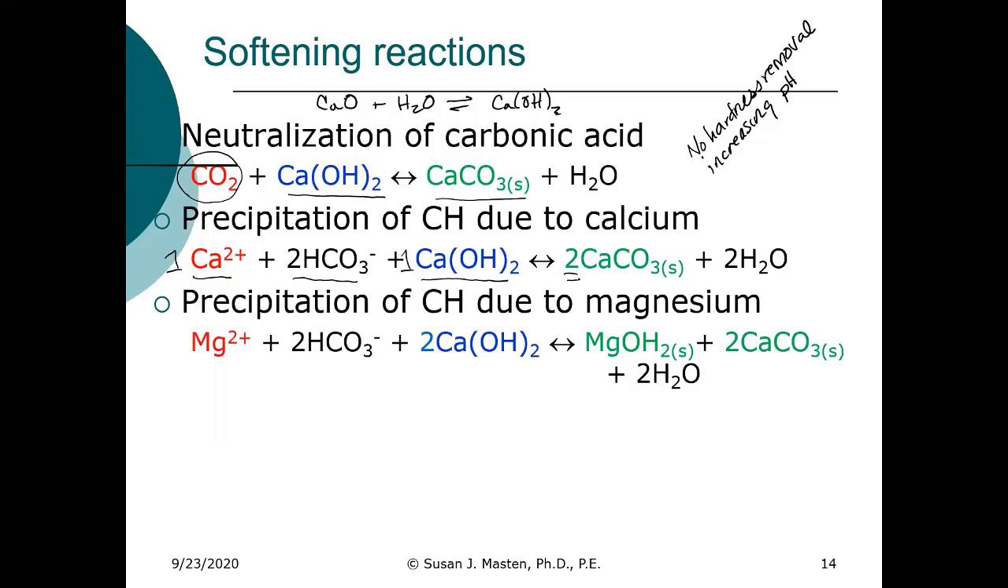Second reaction is the precipitation of carbonate hardness due to magnesium. So this is the magnesium that's associated with bicarbonate.